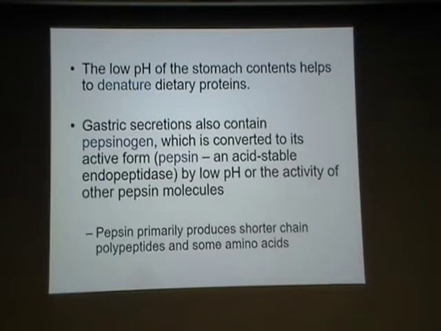What does pepsin do? It takes long polypeptides and breaks them into shorter chain polypeptides. And along the way, we may get a few amino acids. But basically, what pepsin is doing for proteins is what we saw alpha amylase was doing for carbohydrates: making shorter chain links, but not accomplishing much beyond that.